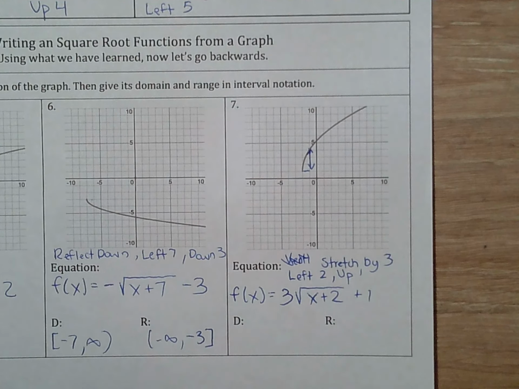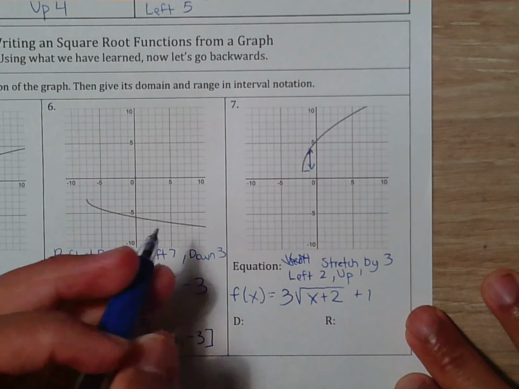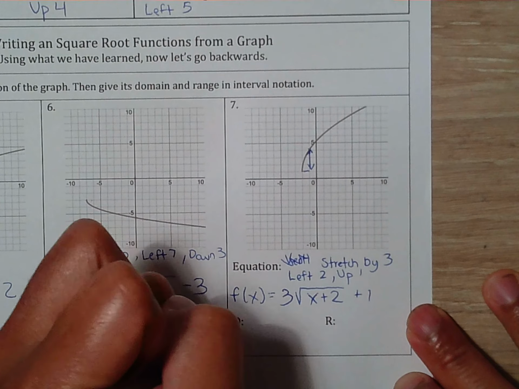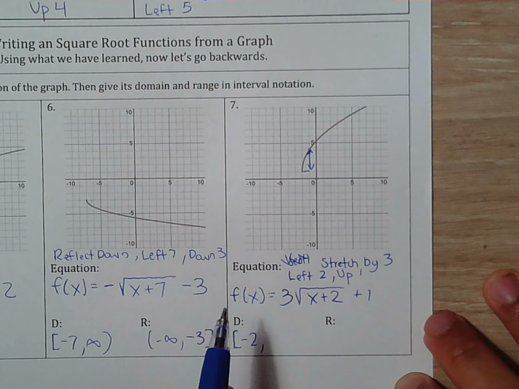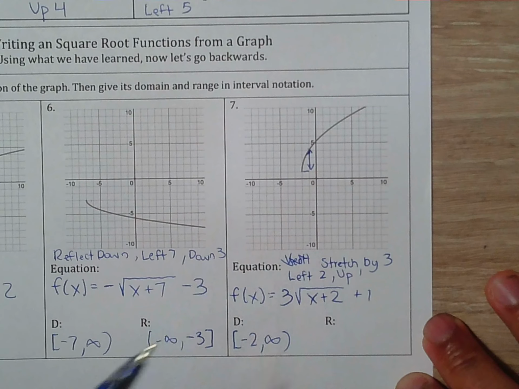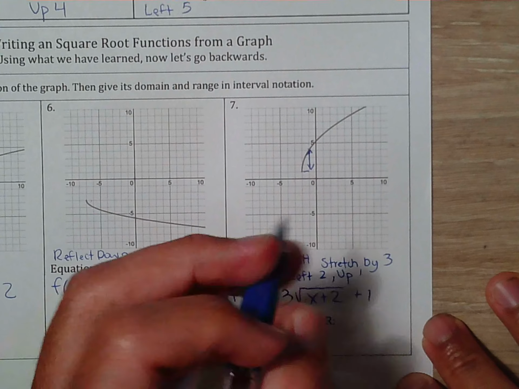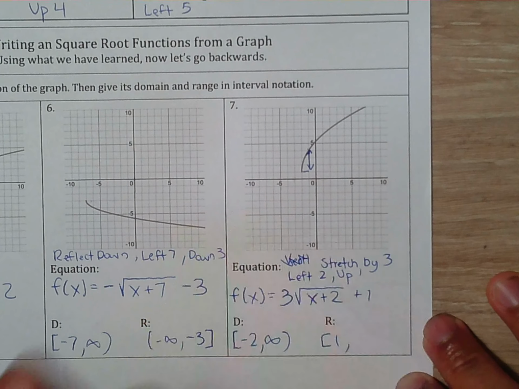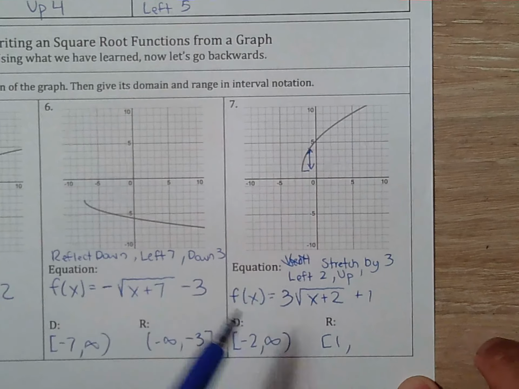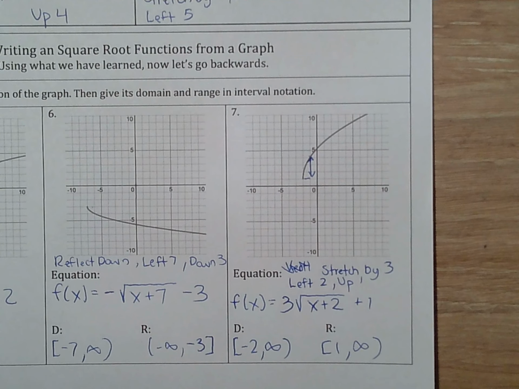All right, domain here. Let's see, we have negative 2. The furthest left our graph goes is -2. The furthest right our graph goes would be positive infinity. Our range, the furthest down our graph goes, the lowest our graph goes, is at 1. And it does not stop increasing, right? So it does not stop getting any higher, so it goes to infinity.